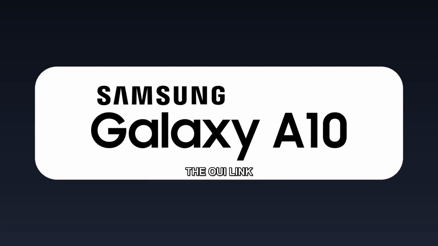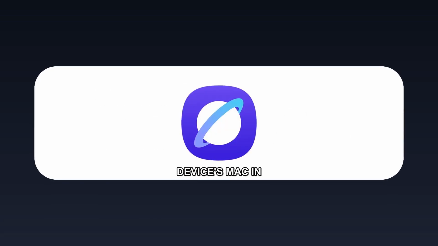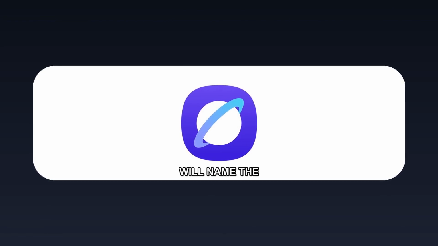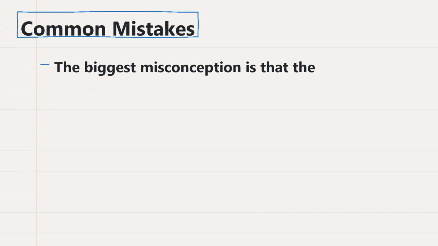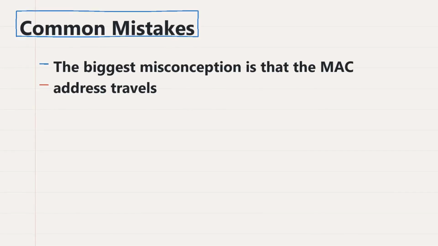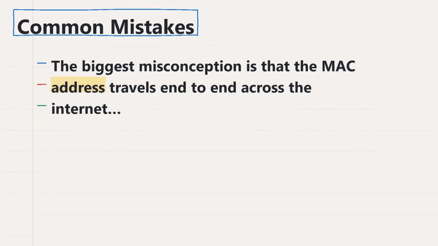You can prove the OUI link yourself. Look up the first 3 bytes of any device's MAC in a public OUI database, and it will name the manufacturer. The biggest misconception is that the MAC address travels end-to-end across the internet like the IP does. It does not. The MAC only matters on the current local link and is replaced at every router.